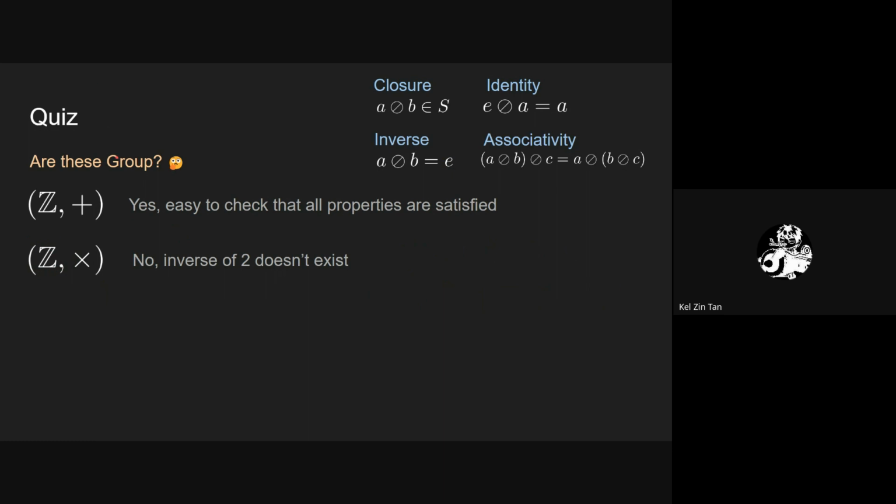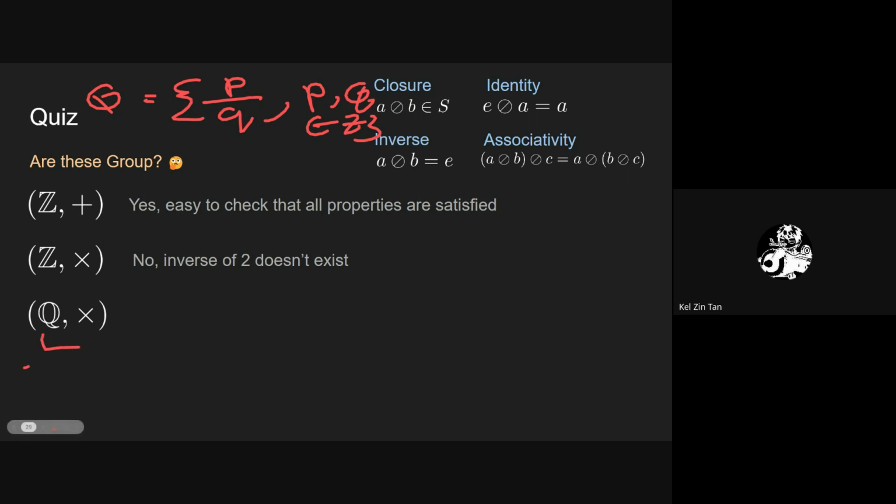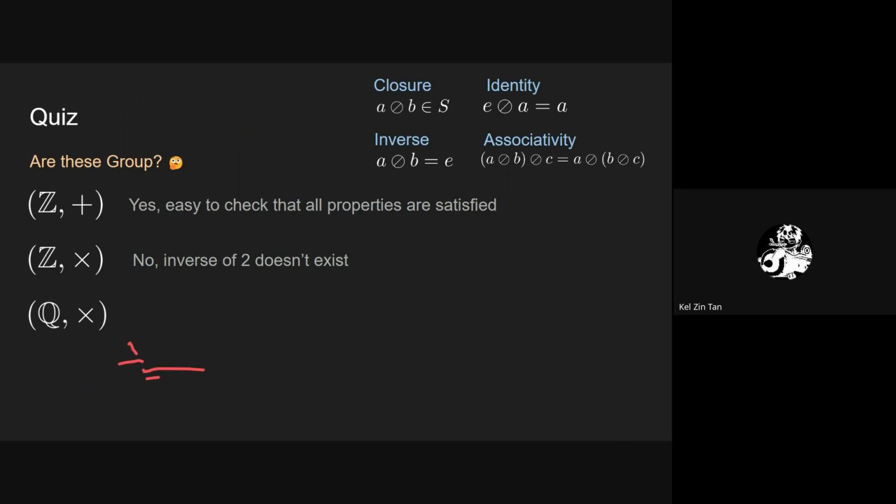Okay, so now let's look at this set. So what is Q? Q is the set of rational numbers. Q is all p divided by q, where p and q are integers. So your 1 over 2, your 1 over 3, your 4 over 5, you name it, it's all inside Q. So is this a group or not? Okay, let me create a new poll.